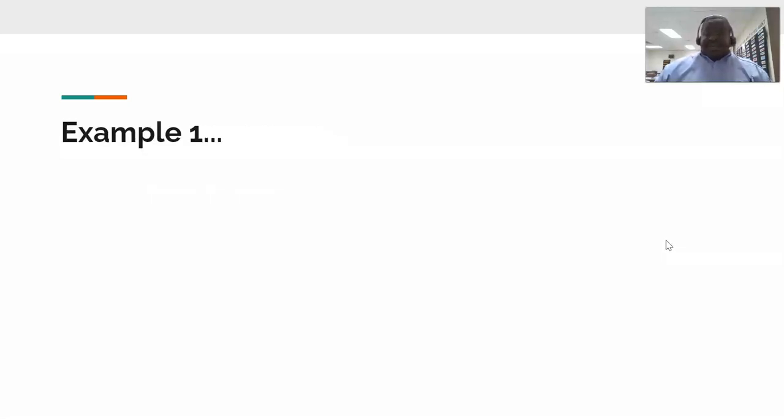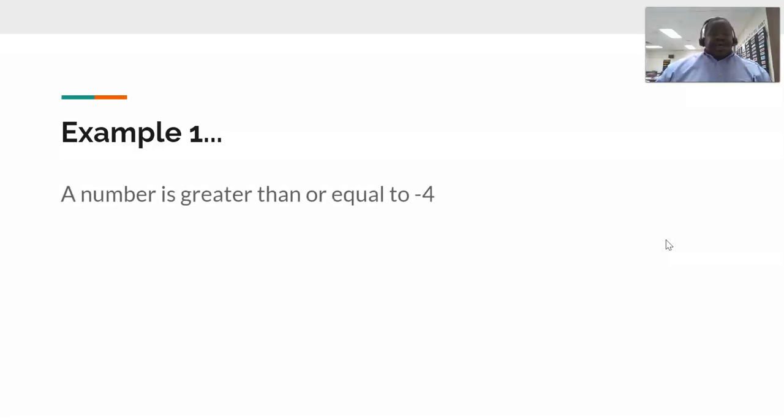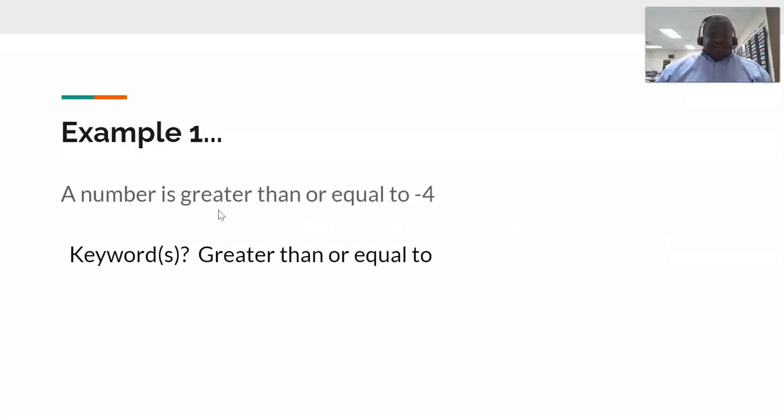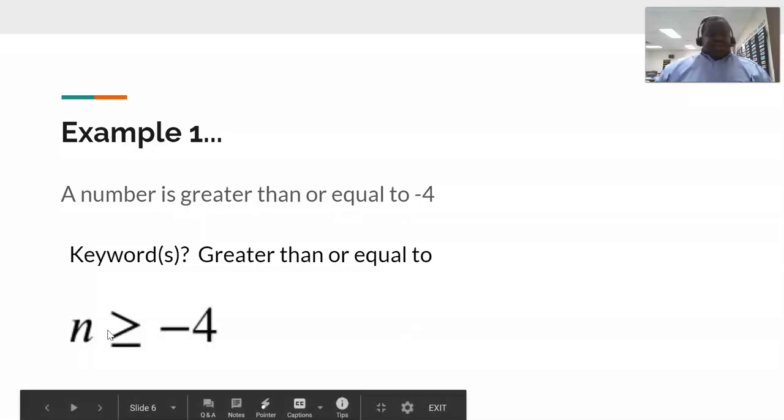Let's look at some examples. A number is greater than or equal to -4. So what are our key words? Greater than or equal to. So if it's greater than or equal to, we just know to replace the words with the symbol. So we have a number greater than or equal to -4.